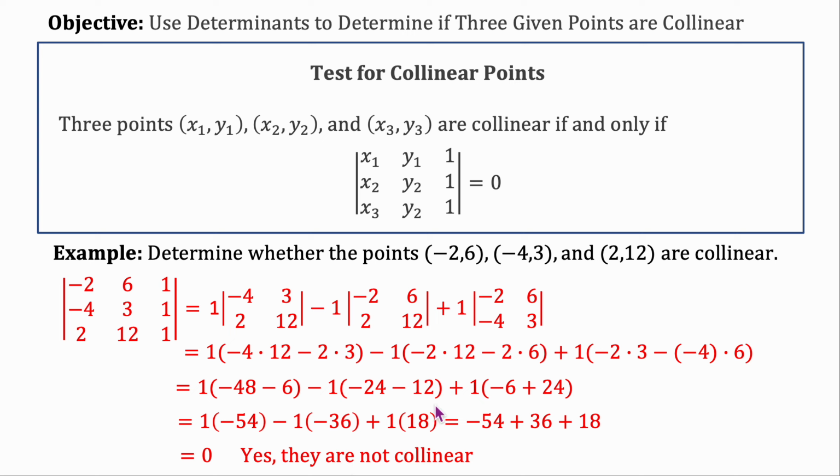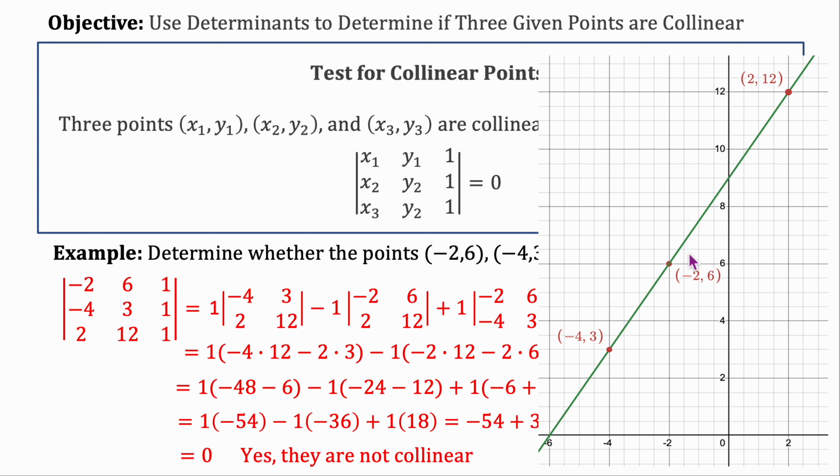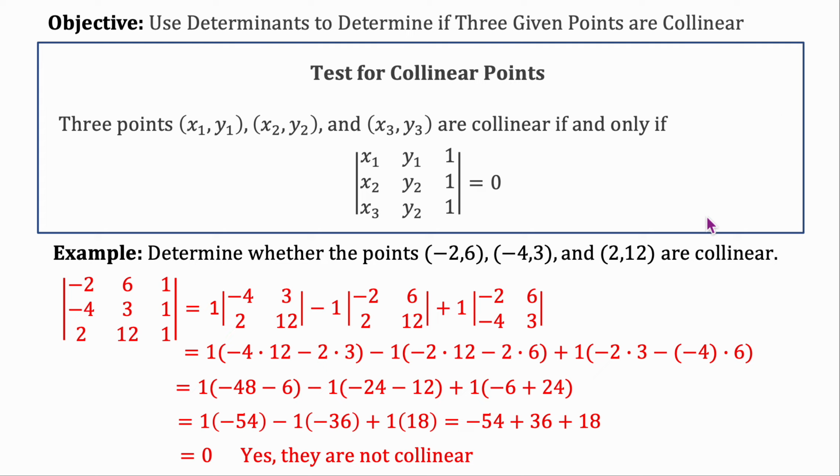So if we were to look at the picture of those points, not only do we connect -4, 3 and -2, 6, but 2, 12, it lines up perfectly. All 3 points are collinear. So that is a little bit about how you can use a determinant to check if 3 points are collinear.